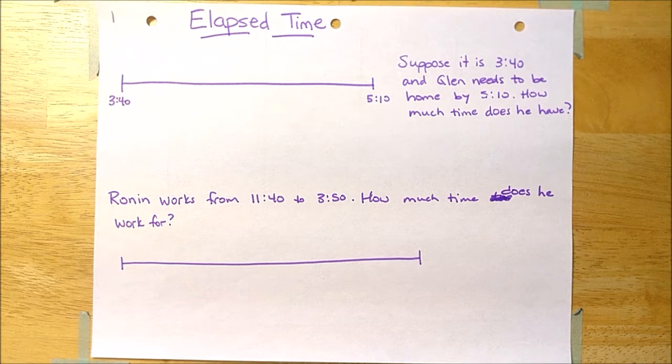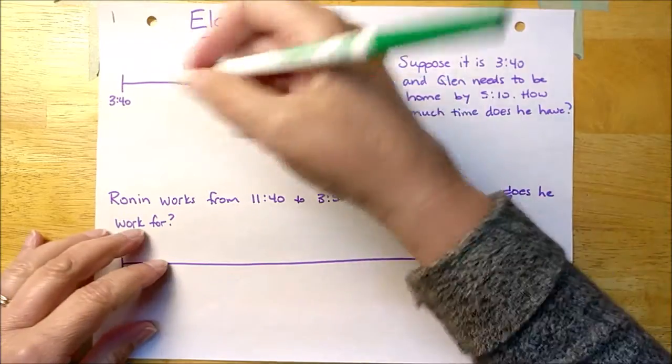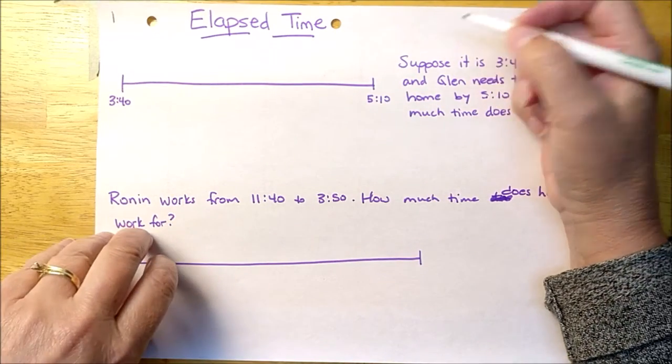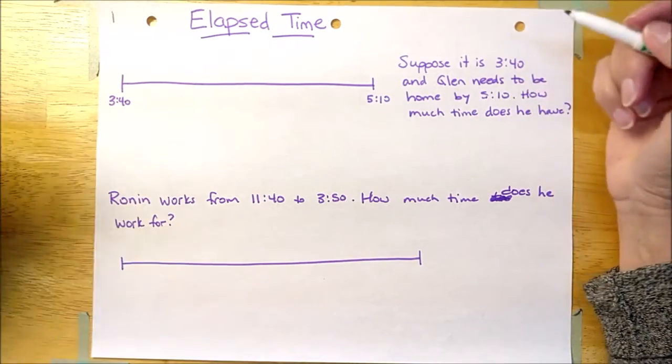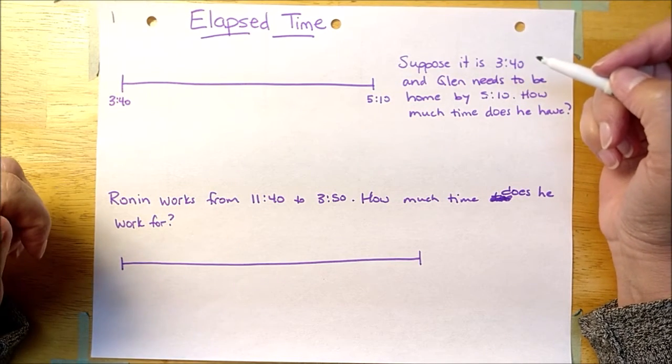So we can figure out intervals in time using timelines, just like we use number lines. This is a different way of figuring out elapsed time. What we were doing last time was on a clock. This is going to be on a number line.